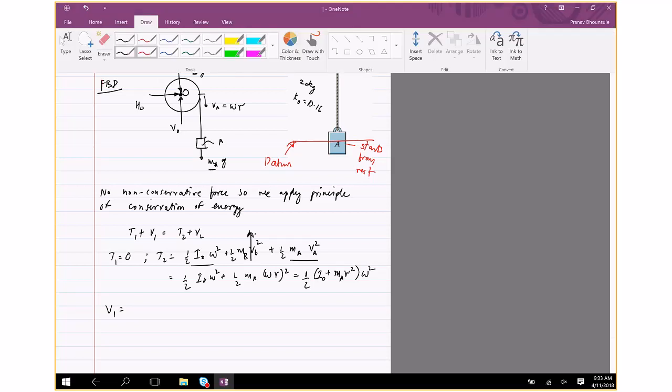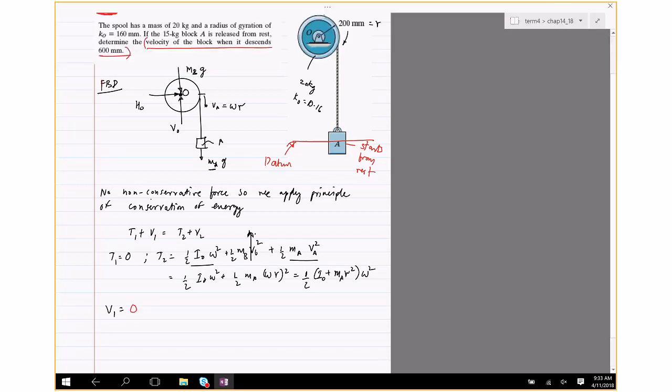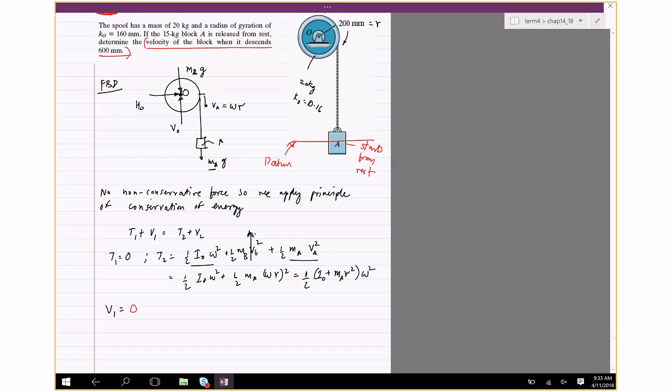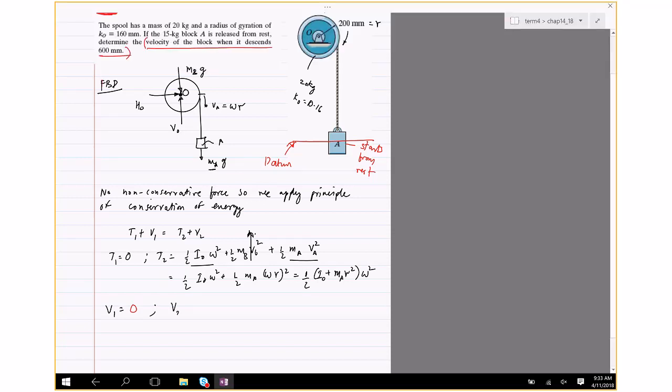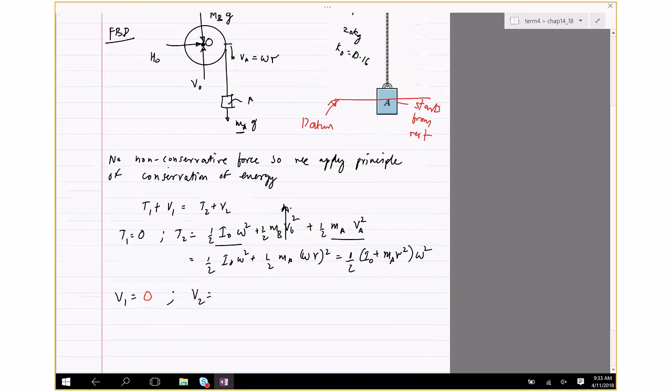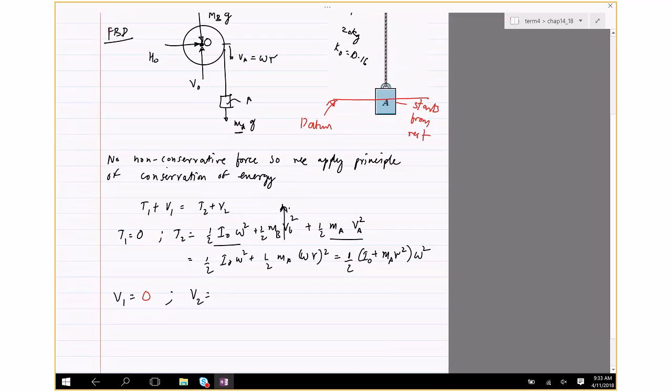So this choice enables us to put V1 equals 0. Now we need to find V2, which is the potential due to A dropping down a distance of 0.6 meters. For that, we know that the potential is MAG times 0.6. What is the sign on that? If the mass descends by 0.6 meters, what's the potential? Yeah, somebody said negative. That's right.